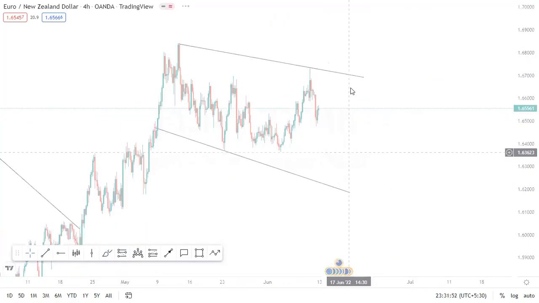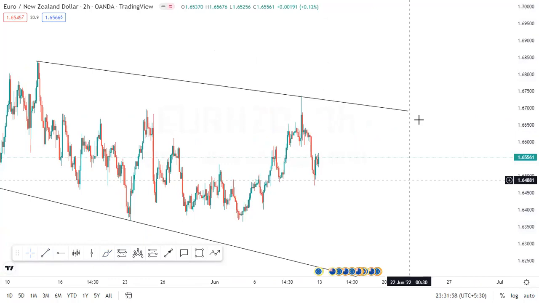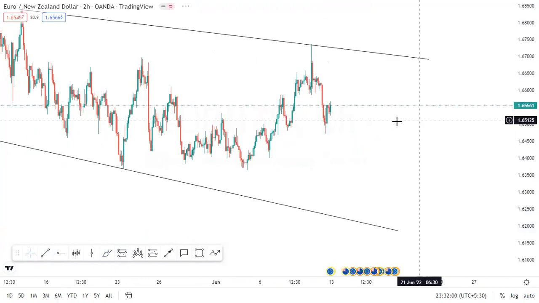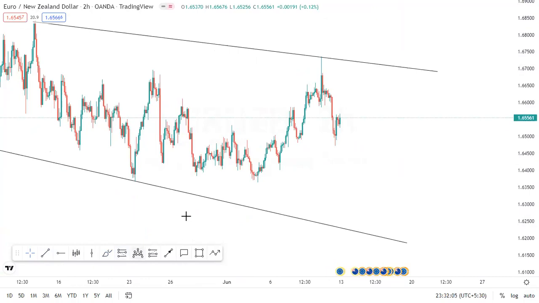So we go to 2H. I will advise you guys to take advantage of these sells because it's going to drop before it can actually buy. So we might be creating.